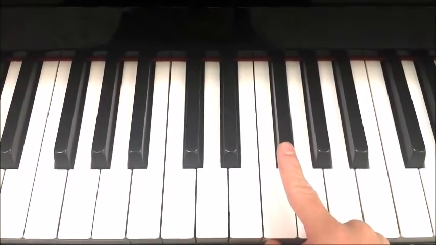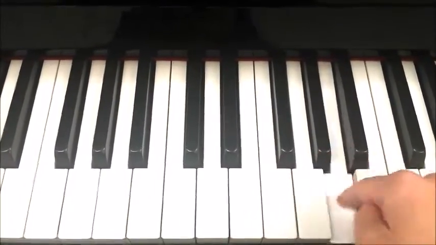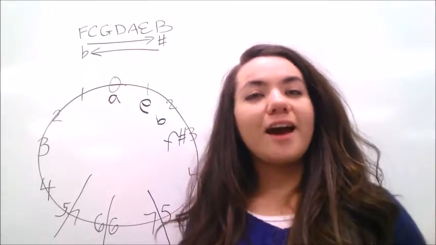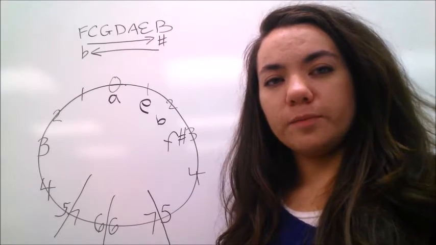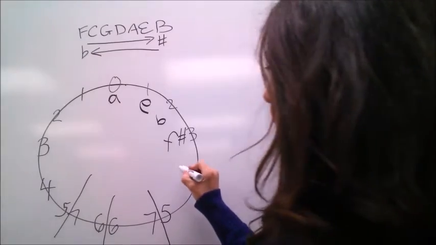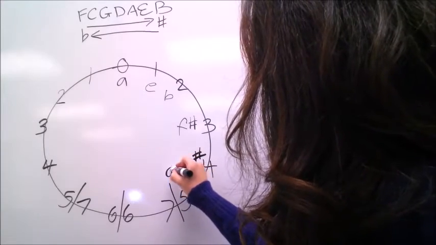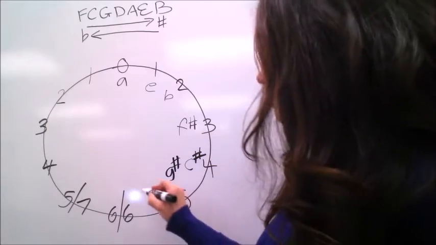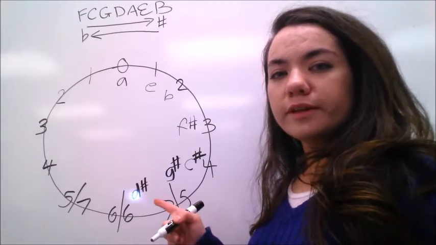Let's keep going. F sharp up a fifth. 1, 2, 3, 4, 5. 1, 2, 3, 4, 5, 6, 7, 8. C sharp. Now that we know how to make a fifth perfect, we can fill in the rest of the circle. F sharp up a fifth is C sharp. Up a fifth is G sharp. Up a fifth is D sharp. Up a fifth is A sharp.